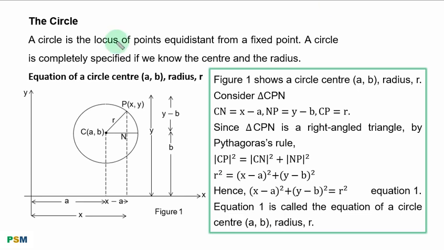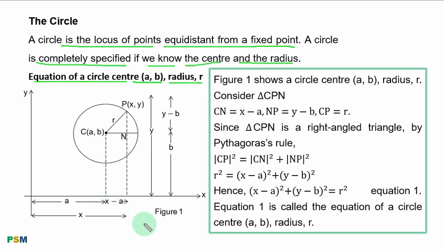The circle. A circle is the locus of points equidistant from a fixed point. The fixed point is the center of the circle. A circle is completely specified if we know the center and the radius. Equation of a circle: center (a, b), radius r.